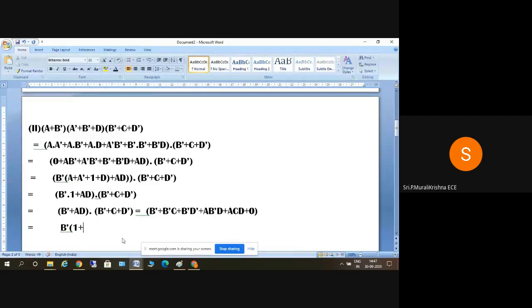So 1 plus c plus d bar and ad, plus the value of ACD. Anything plus 1 will be equal to 1 here. So we'll get b bar into 1 plus ACD. The final value will be b bar plus ACD. So this is the simplified value.